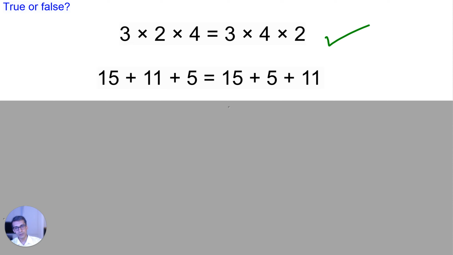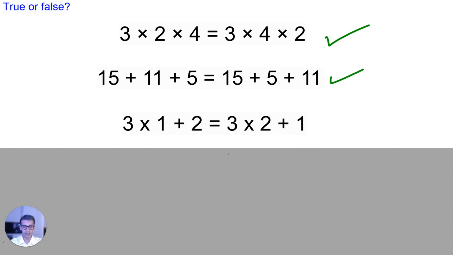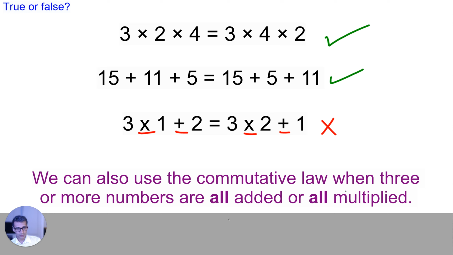Okay, I'm going to tell you the answer now. So 15 plus 11 plus 5, 15 plus 5 plus 11. We are using the commutative law of addition. And then this last example here, true or false? And we can see that this is going to be false because the operations are mixed up. It doesn't quite work like that. We can use the commutative law when 3 or more numbers are all added or all multiplied, but in this case they're actually being added and multiplied, so we're not going to allow that. Okay, I hope that was useful.